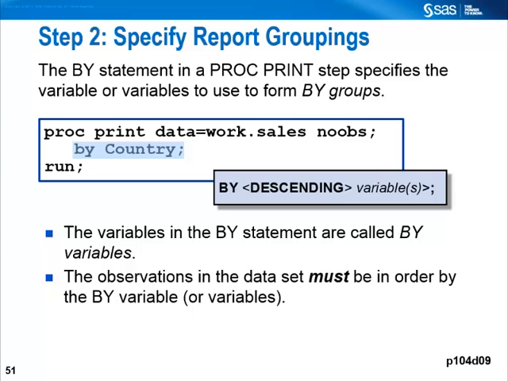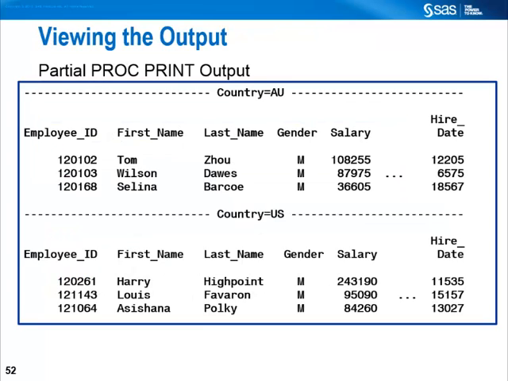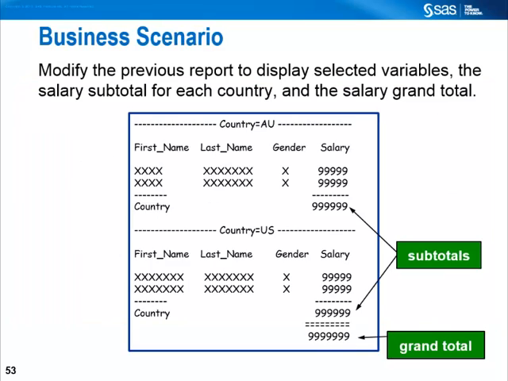So the syntax is BY, ascending or descending based on our requirement, and then the variable names. And when we see the output, this is what we get. We get a separate report printed for country Australia and a separate report printed for country US.